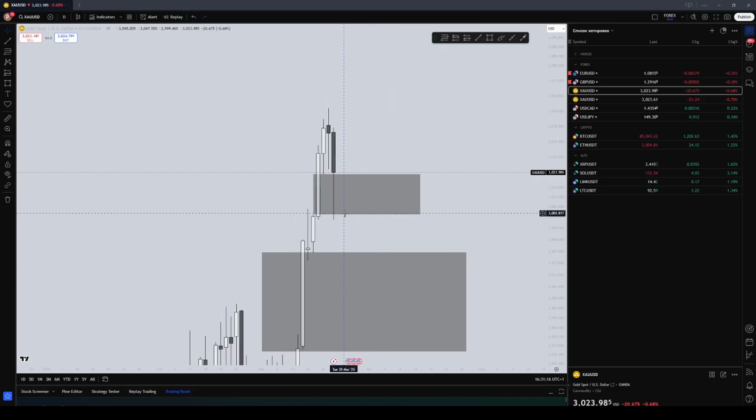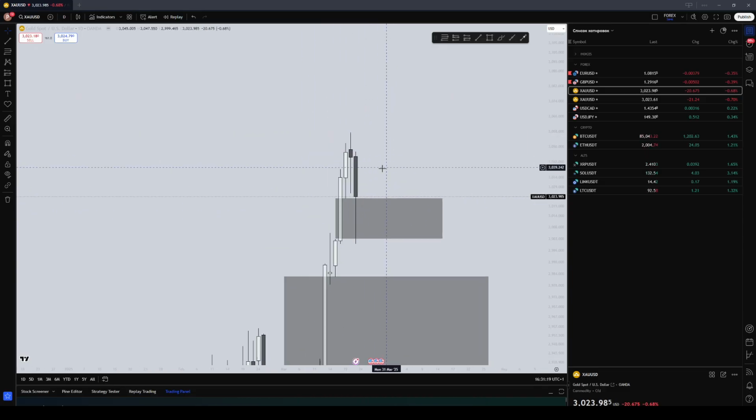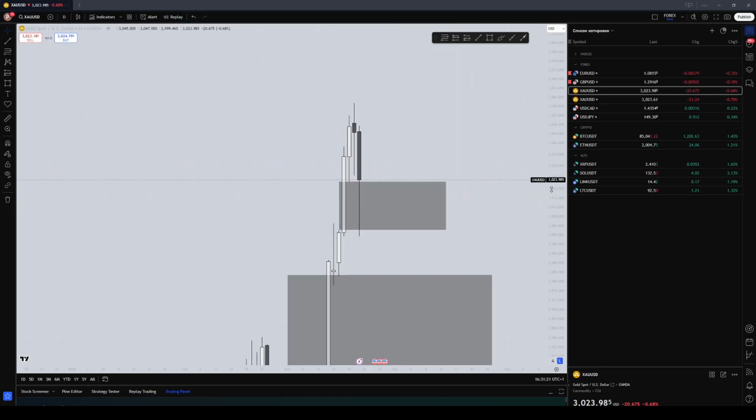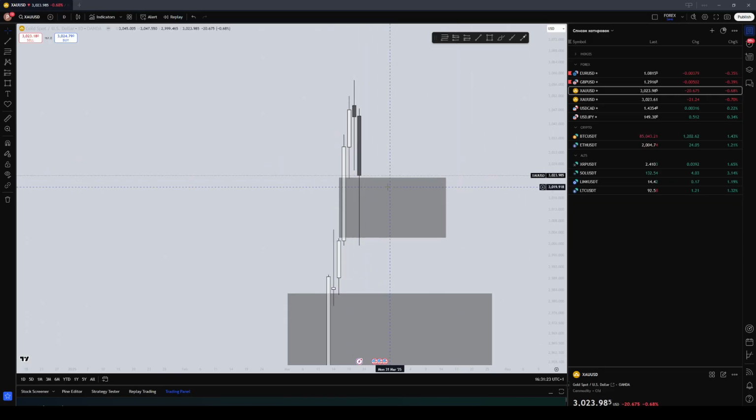As we can see, perfect reaction. Candle didn't close by body inside the imbalance, so it's a good sign that price made a perfect rebalance, and it's a good trigger for continuation.